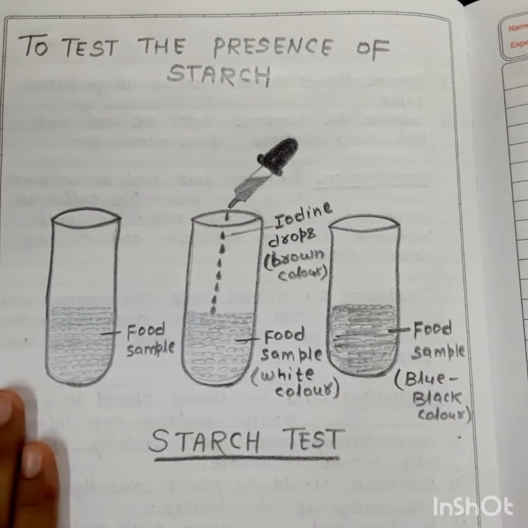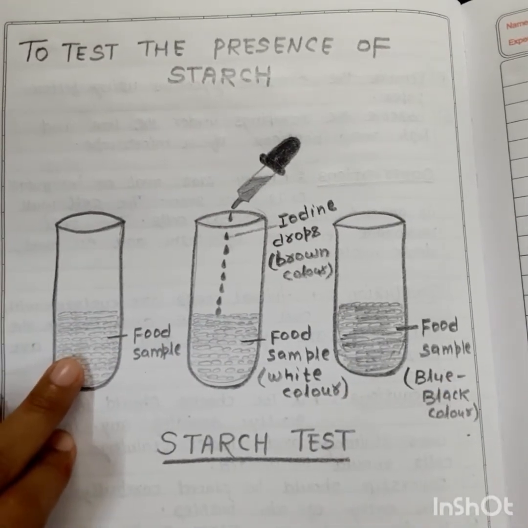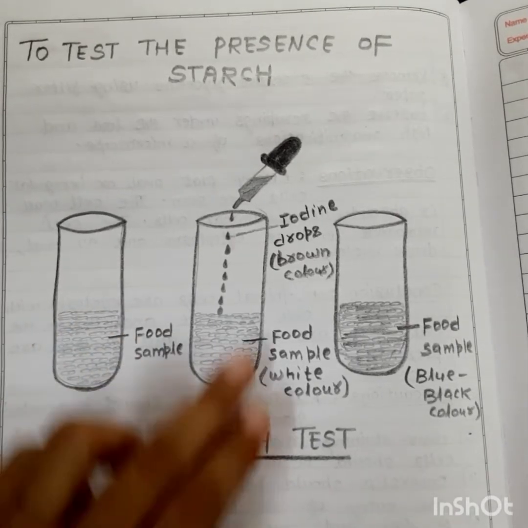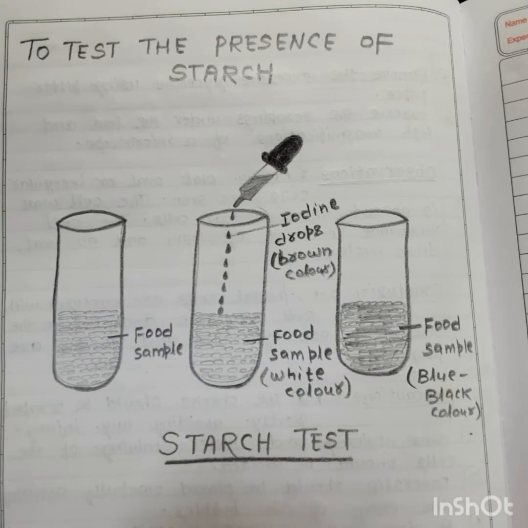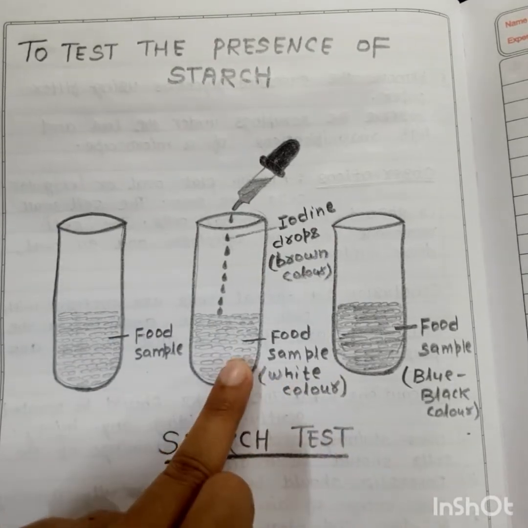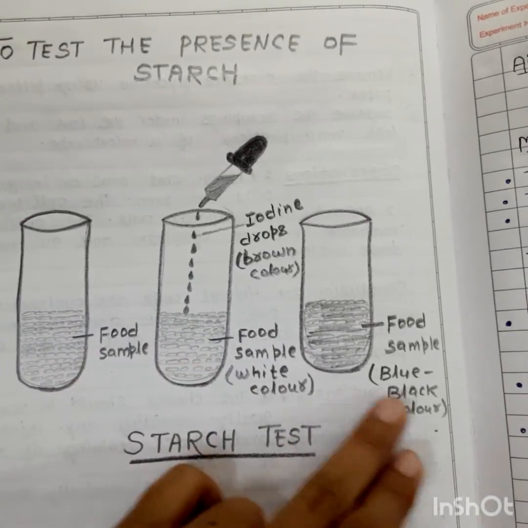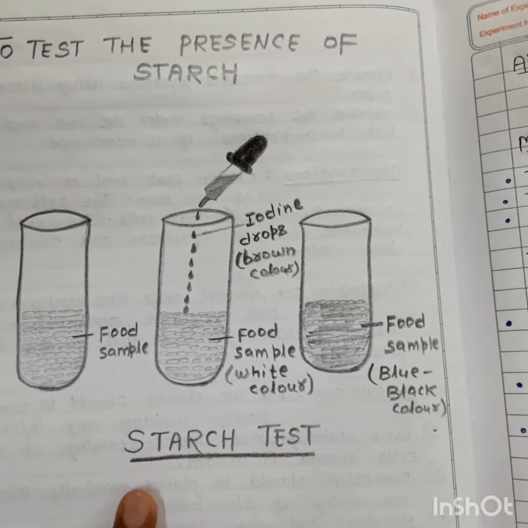Three test tubes are kept here. In that food sample, you can keep rice, potato, anything which contains starch. In the second step, we have to put some iodine drops with the help of a dropper. The color of iodine drops looks brown. When it goes to the food sample of white color, potato is white, what will happen? The food sample will turn into blue-black color. And this is the test for starch.